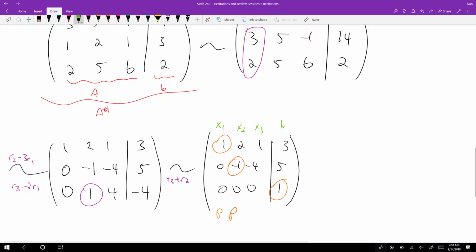But now that I've written it out like this, what do you notice about the last row? Yeah, it's inconsistent in the sense that in row 3, I have 0x1 plus 0x2 plus 0x3 is equal to 1. Alright, so 0 is equal to 1. Can't have that. Okay, so in this sense then, there's actually going to be no solution to this system.